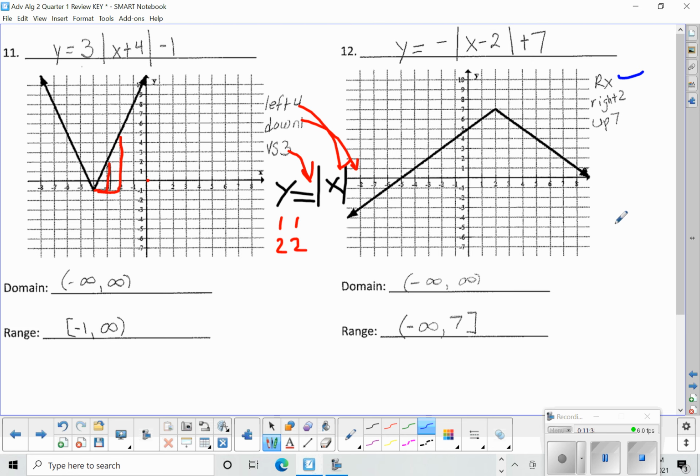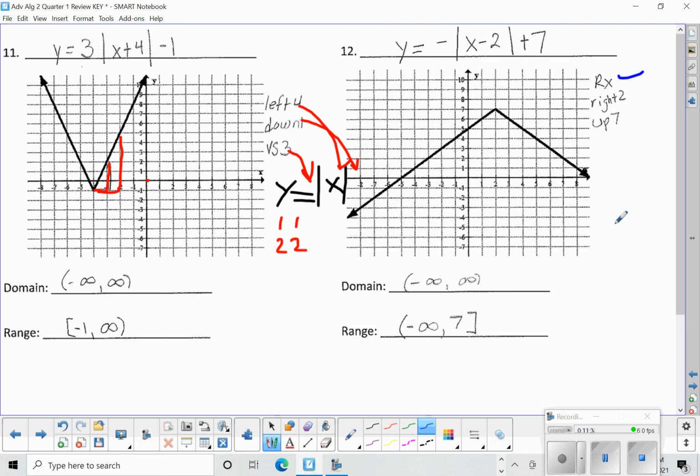13 and 14. 13, this is a crazy S-curve. I know this is a cubic. Let me get this so you can see it a little bit better. There we go. It's a cubic. It's not a cube root.